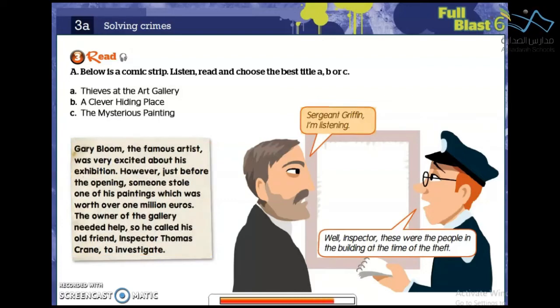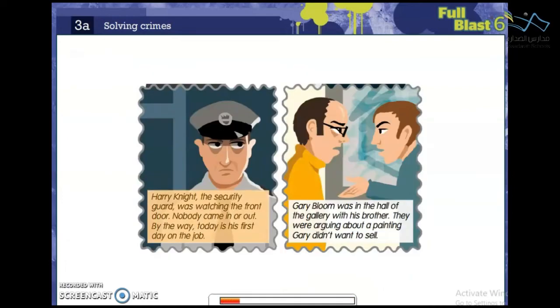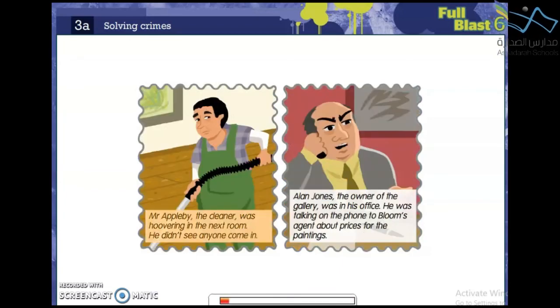Sergeant Griffin, I'm listening. Well, Inspector, these were the people in the building at the time of the theft. Harry Knight, the security guard, was watching the front door. Nobody came in or out. By the way, today is his first day on the job. Gary Bloom was in the hall of the gallery with his brother. They were arguing about a painting Gary didn't want to sell. Mr. Appleby, the cleaner, was hoovering in the next room. He didn't see anyone come in. Alan Jones, the owner of the gallery, was in his office. He was talking on the phone to Bloom's agent about prices for the paintings.